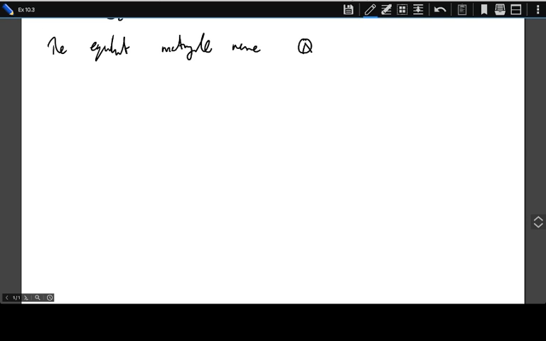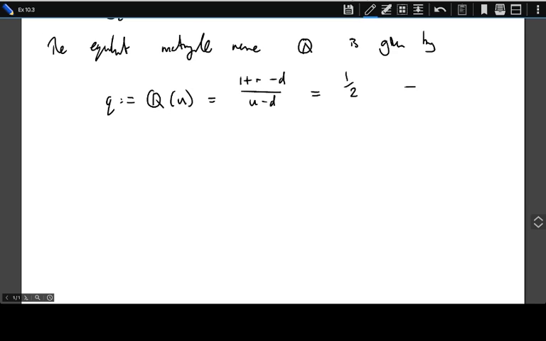And in fact, the value of Q is explicitly given, this QU, normally denoted by little q, by 1 plus R minus D over U minus D, which in this case is a half, and in this case is also then equal to 1 minus Q, because of course Q is split between U and D, and they have to sum up to 1, so if Q of U is a half, Q of D, which is 1 minus Q, is also 1 half.